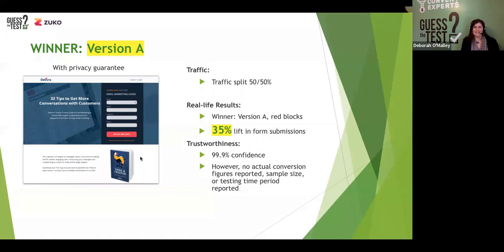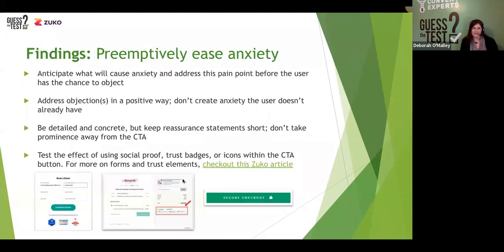So that's incredible. A simple line of text can offer that reassurance that the users need to know that their information is safe with you and to go ahead and actually submit the form. In this study, traffic was split 50-50 and the test results achieved 99% confidence. Unfortunately, again, no actual conversion figures or sample size or testing time period were reported. So we're going to have to take the testing team's word for it that the results achieved were indeed what they say.